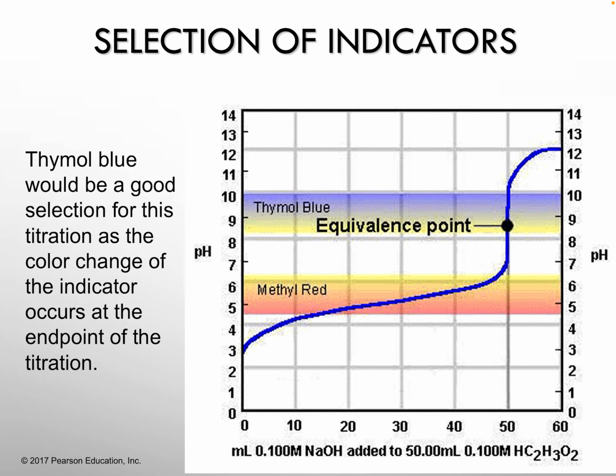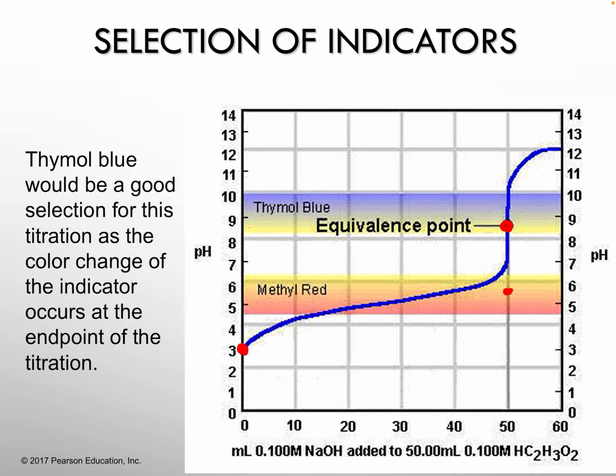So here's some different ones. Say we had 2 indicators lying around the lab, and we were going to do a weak acid, strong base titration. We know it's a weak acid because it's starting around 3, and that equivalence point is ending up above 7. So if you look, methyl red would be a terrible indicator for this reaction. It's changing color around 6. That is nowhere near the equivalence point, and our end point and our equivalence point would not be the same. Thymol blue, though, would be a decent indicator because it's changing color right around the equivalence point.